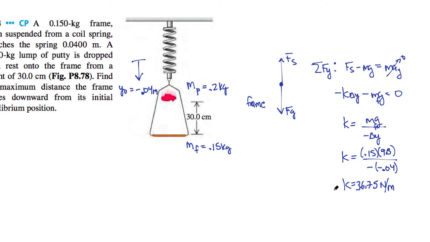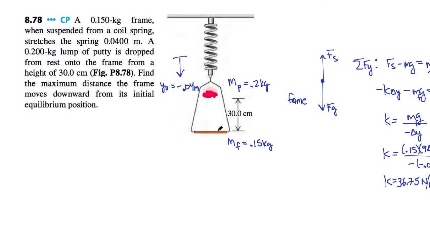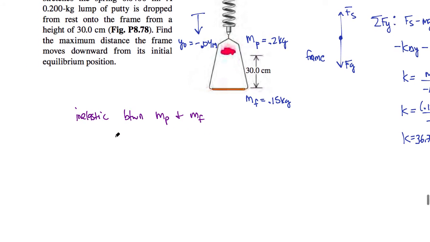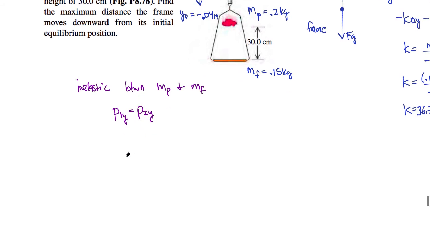So why do we need this spring constant? Well, when the putty hits the frame, it's going to begin stretching the spring. So what's going to happen? First off, I need to know the speed of the putty in the frame after they collide. So first off, I have an inelastic collision between the putty and the frame. So let's do that. Only momentum is conserved, so P1 is equal to P2, and really it's in the y direction since we're only moving in the y direction.